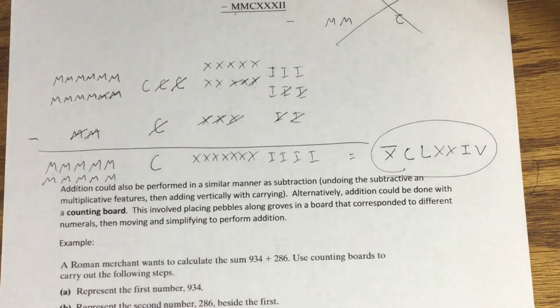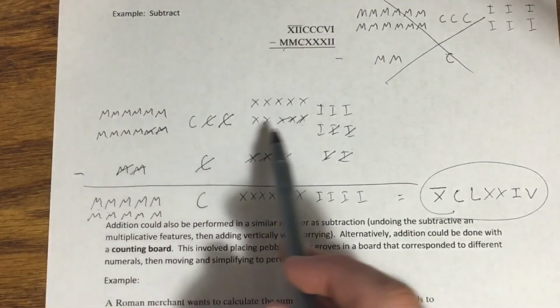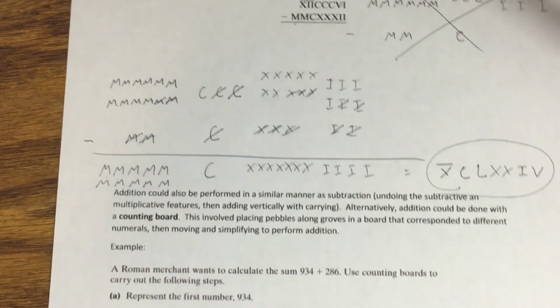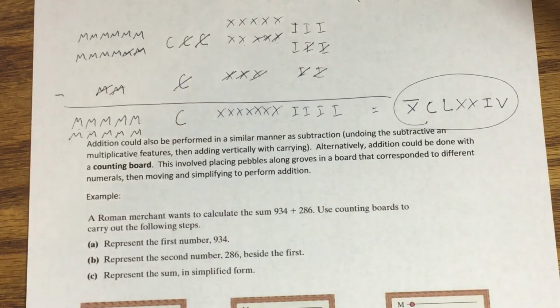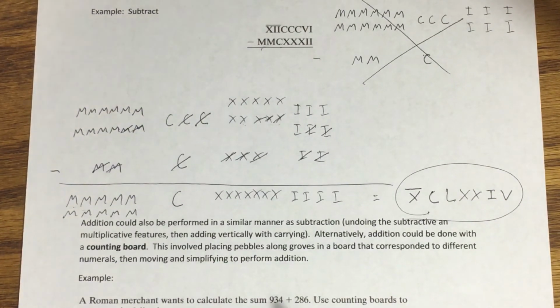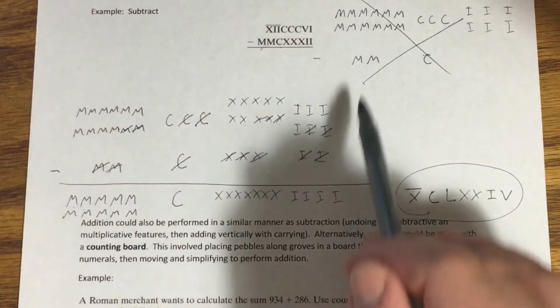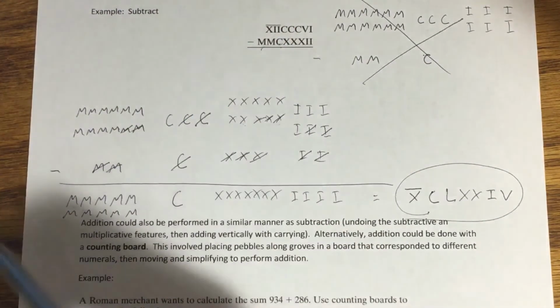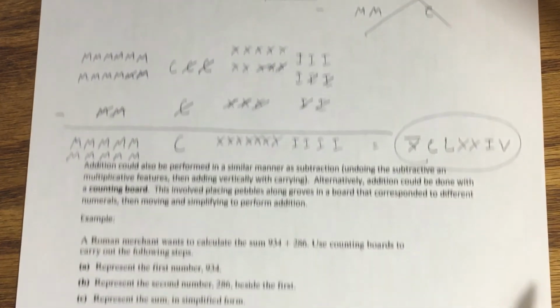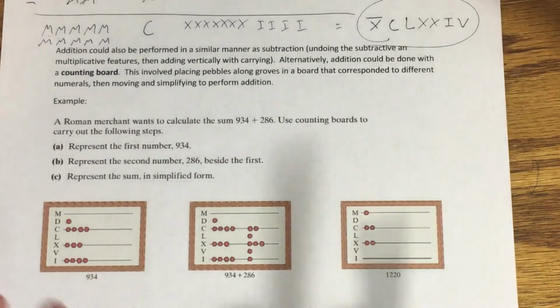Notice it's a little bit longer of a process just simply because we had to take these numbers, kind of blow them up, do the subtraction, and then shrink the answer back down again using those multiplicative and subtractive features. Addition can be done in a very similar way, where we, again, blow up the numbers, do the addition, carry if necessary, and then consolidate back down to the simpler representation of that numeral.